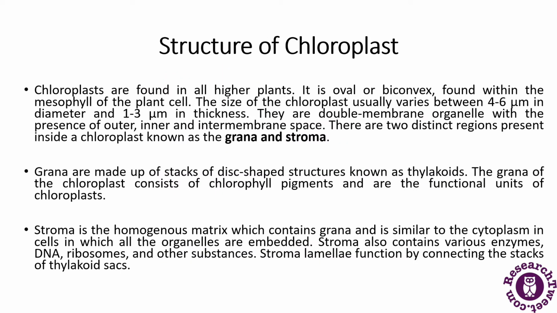Chloroplasts are found in all the higher plants. What is the shape of the chloroplast? It is oval or biconvex. It is found within the mesophyll of the plant cells. The size of the chloroplast usually varies between 4 to 6 micrometers in diameter and 1 to 3 micrometers in thickness.